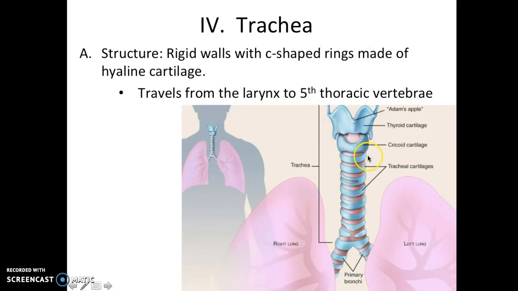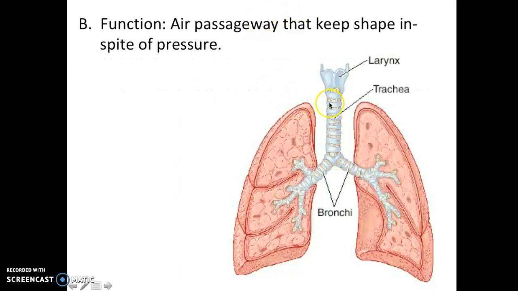And these are all little rings of hyaline cartilage. Very important, make sure you know that's hyaline. It travels from the larynx to the fifth thoracic vertebra. So it goes from here all the way down to about the fifth thoracic vertebra. The reason you have these C-shaped rings is that it keeps its shape no matter what. If you went for a crazy intense run or you're breathing really heavily for whatever reason, the trachea doesn't essentially bust.